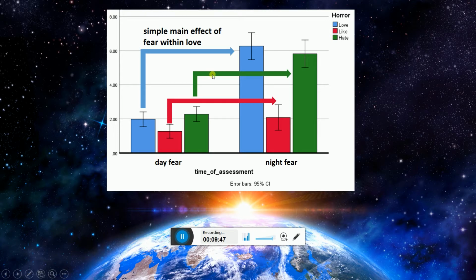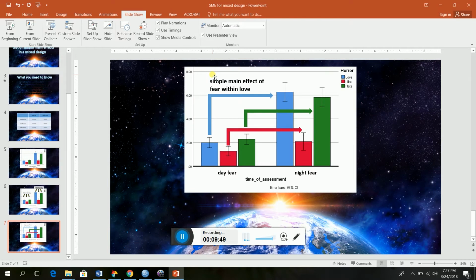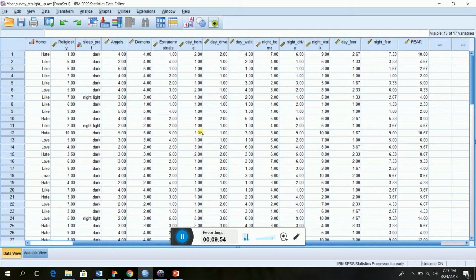Remember, we've already done the 2-way mixed ANOVA, and we found a significant interaction effect. So we're following up with tests of simple main effects. And the first one we're going to do is look at the simple main effect of horror within time. So that means that we are going to compare love, like, and hate for the day. And then we're going to compare love, like, and hate for the night. Now we can actually run both of these tests at the same time.